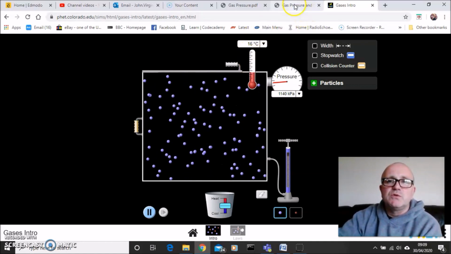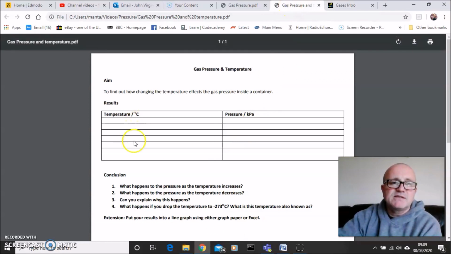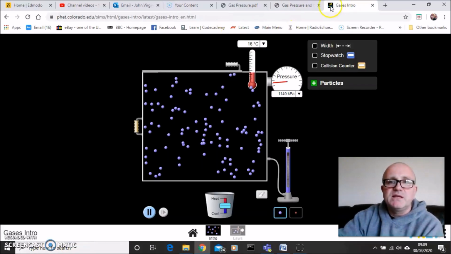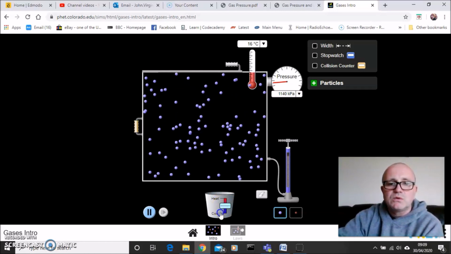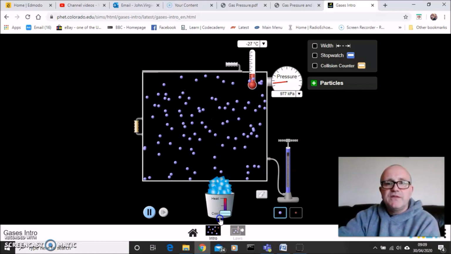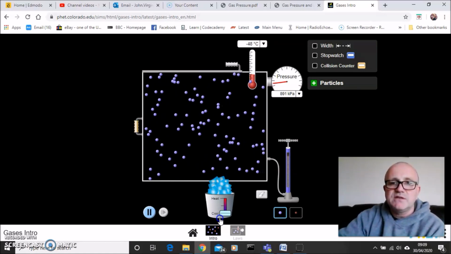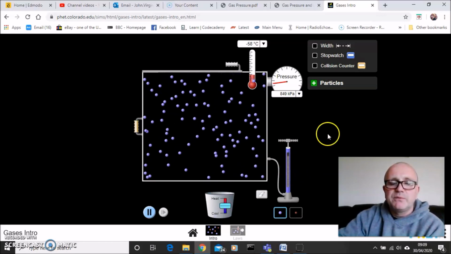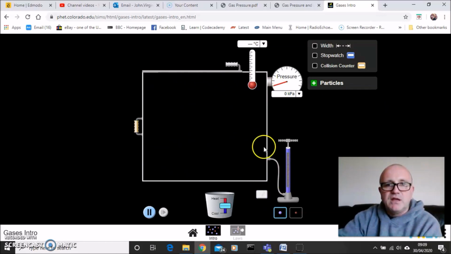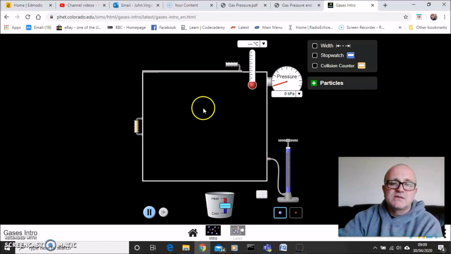What I would like you to do, please, is test seven different temperatures and record the pressure so that you can then do your conclusion. What happens if you drop the temperature to minus 273 degrees Celsius? It is possible to get it that low. You do need to hold the little slider down here. It takes a few minutes to get that temperature down to minus 273, but have a little play with that. Remember, if you make a mistake and want to reset, click the little button here, which removes all the gas particles from the container, and you can start again.